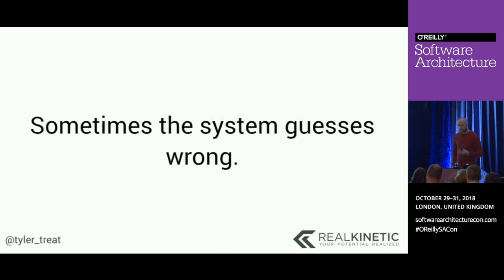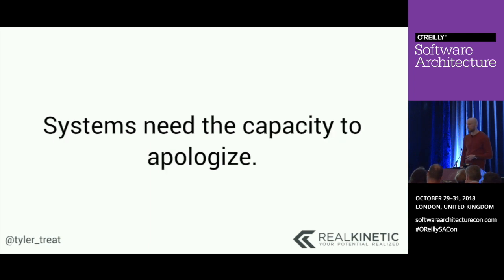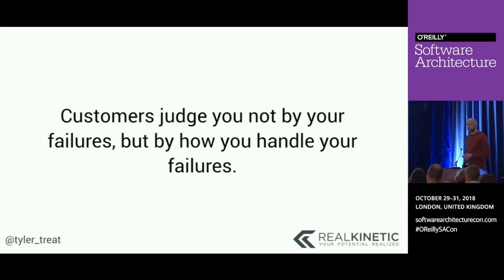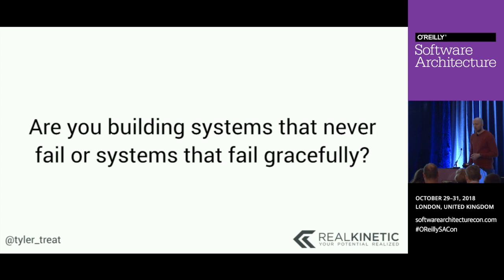And sometimes the system guesses wrong. It might mean that the business loses out on revenue or the customer loses out, but we calculate the risk of those wrong guesses and we determine when the trade-offs make sense and we compensate. And when things go wrong, we also apologize. Systems need the capacity to apologize. It's worth pointing out that customers typically judge you not by your failures necessarily, but by how you handle your failures. So, are you building systems that never fail or systems that can fail gracefully?